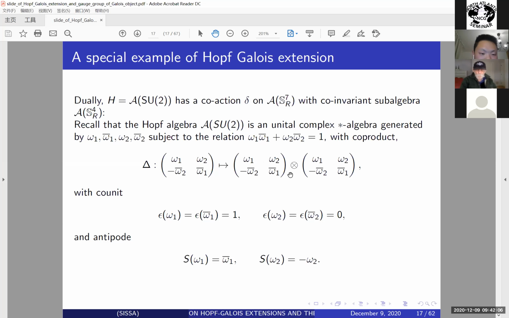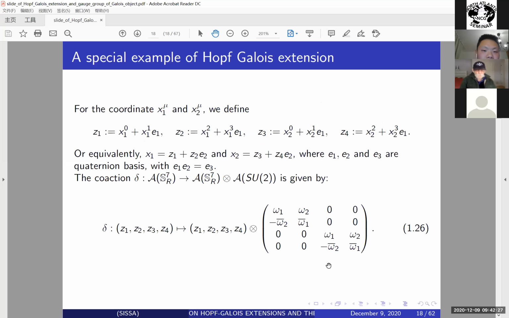Okay. And for the counits, we have epsilon of omega 1 is equal to epsilon of omega 1 bar equal to 1, and epsilon of omega 2 equal to epsilon of omega 2 bar equal to 0. And the antipode S of omega 1 equal to omega 1 bar, and S of omega 2 equal to minus omega 2. Now we want to define a new coordinate, z1 equal to x10 plus x11 e1, and z2 equal to x12 plus x13 e1, and similar for z3 and z4.